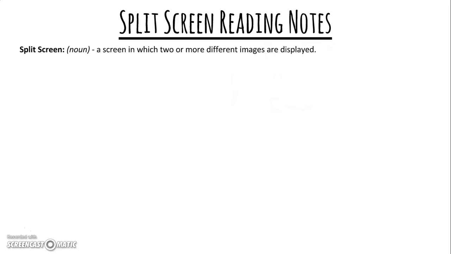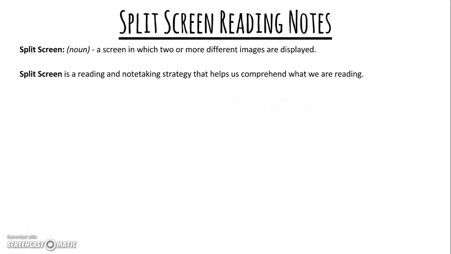Split screen, the definition is when a screen shows two or more different images, right? And in this case, we're not actually going to use a real screen. We're going to be using our notebook, and we're going to break our notebook into two screens. Now, the purpose of this strategy is to help you comprehend or understand what you're reading, and also give you an organized way to write down those ideas, so that way you can look back at it in the future.